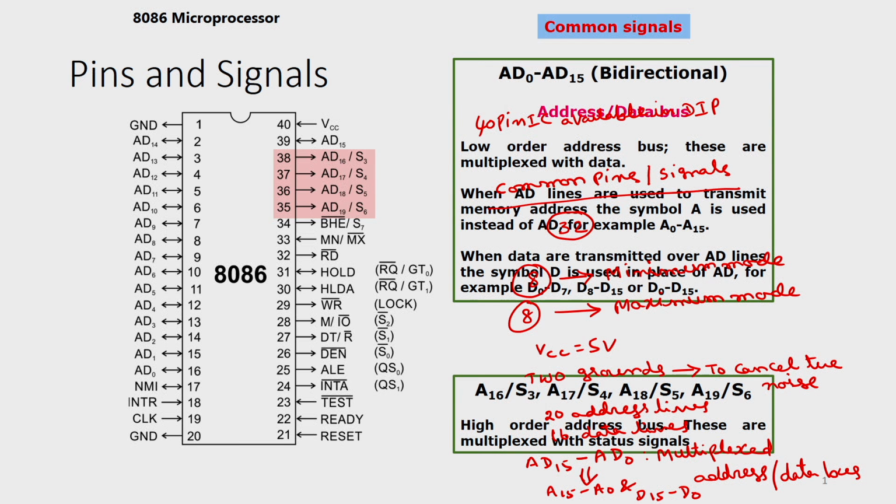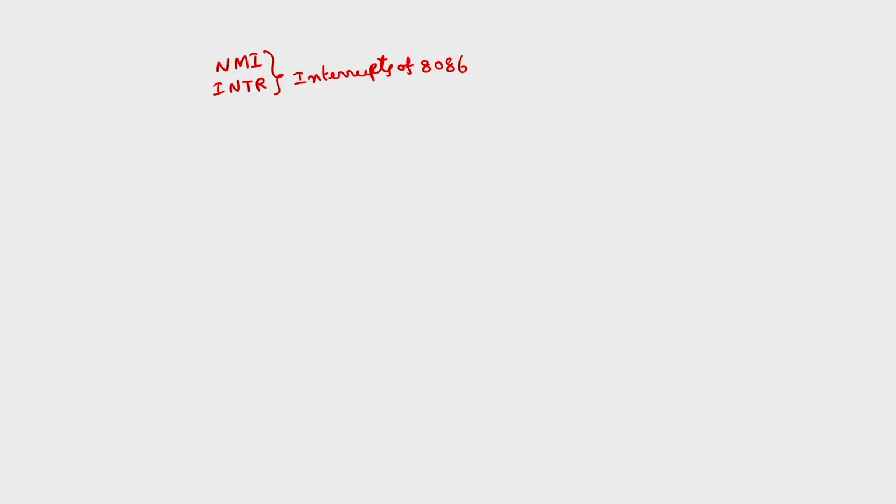And ground and VCC we have already discussed. AD16 and AD15 are part of AD. Then, coming to the status signals, we have discussed the address data bus. The status signals here are S3, S4, S5, S6. What is the function of S3 to S6? The status signals S3 to S6 are multiplexed with address lines.